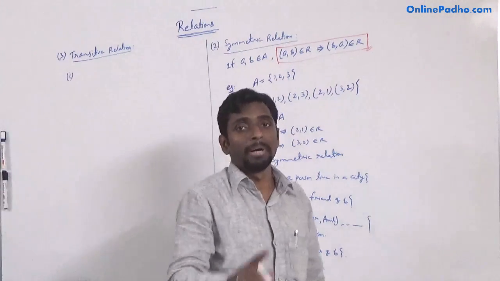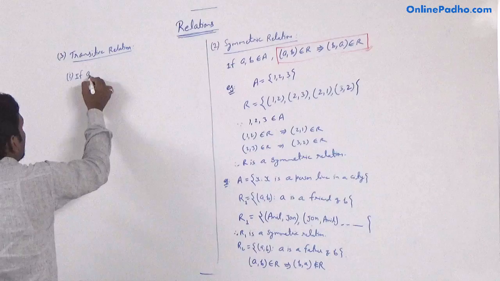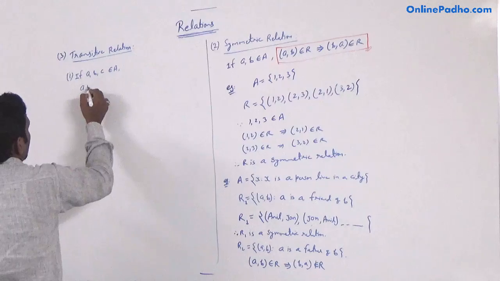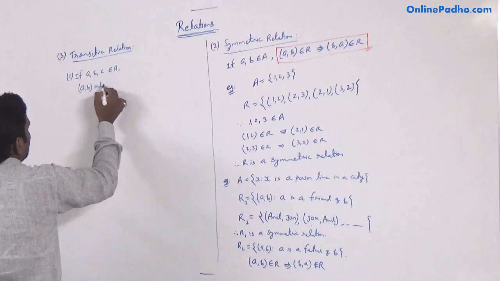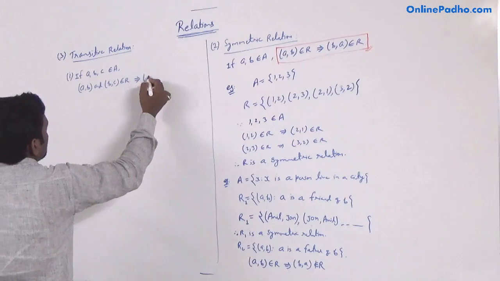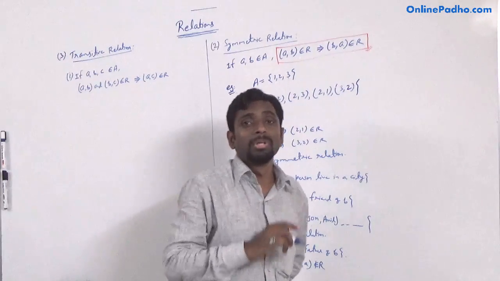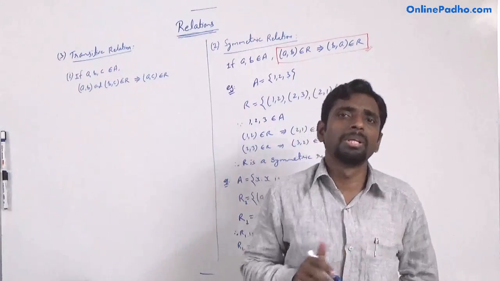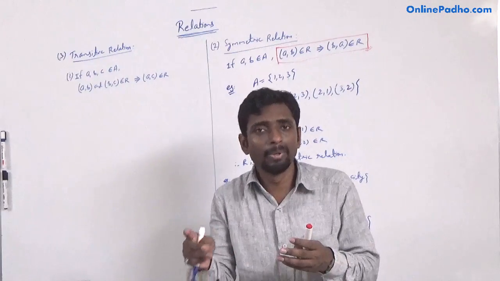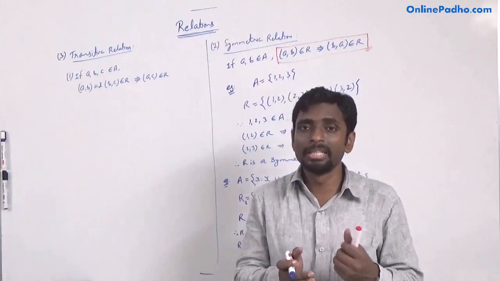Transitive relation. First part is if A, B, C belong to set A, right? And AB and BC belong to the relation, then AC must belong to the relation. If AB and BC belong to the relation, then AC must belong to the relation. If 1, 3 and 3, 9 belong to the relation, then 1, 9 must belong to the relation. This is called the transitive relation.